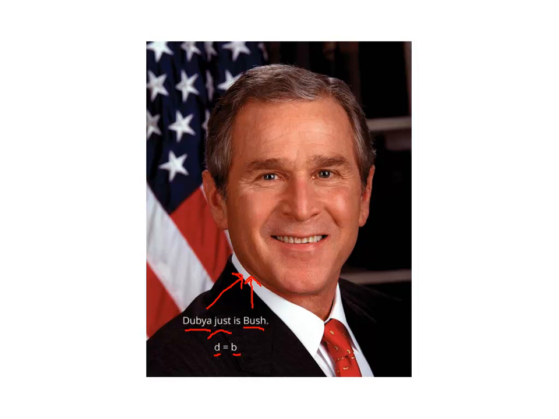So the sentence in logic D equals B means that W just is Bush, that W and Bush are numerically one, or numerically the same. This is a funny kind of statement, and it implies that D and B are co-referential terms. It turns out that it's an important sort of statement.